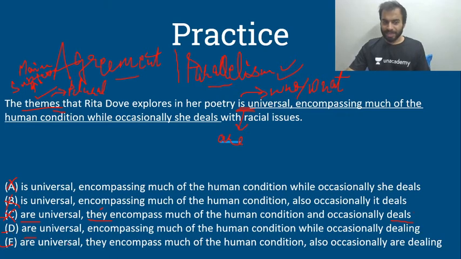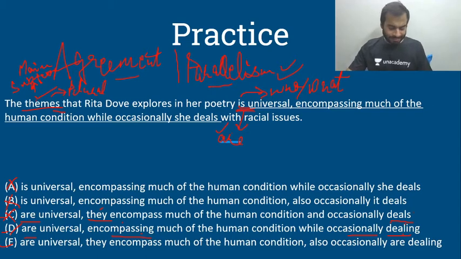D and E: are universal, encompassing much of the human condition while occasionally dealing, right? So these two verbs, they are now parallel. We are talking about themes as the main subject, are as the main verb, and then we have two secondary verbs, encompassing and dealing, and they are parallel with one another. So D looks to be the correct answer to me.